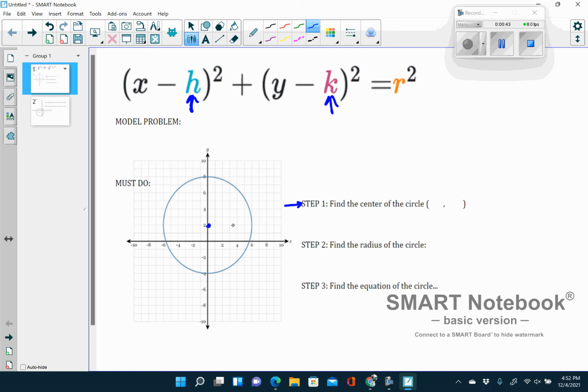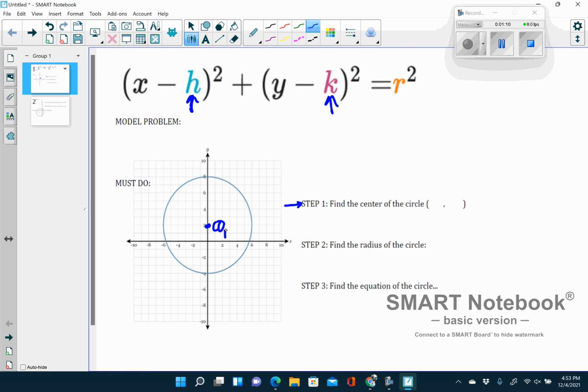1, 2, 3, 4, 5, 6. If I count this way, 1, 2, 3, 4, 5, 6. This way, 1, 2, 3, 4, 5, 6. And then 1, 2, 3, 4, 5, 6. There we go. So this is the coordinate of the center. In this case, the center of the circle is 0, comma 2.